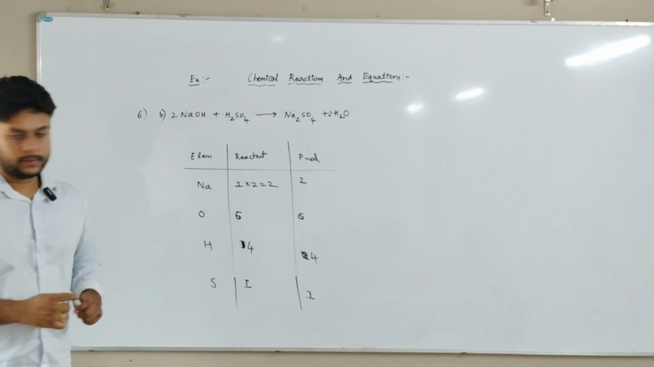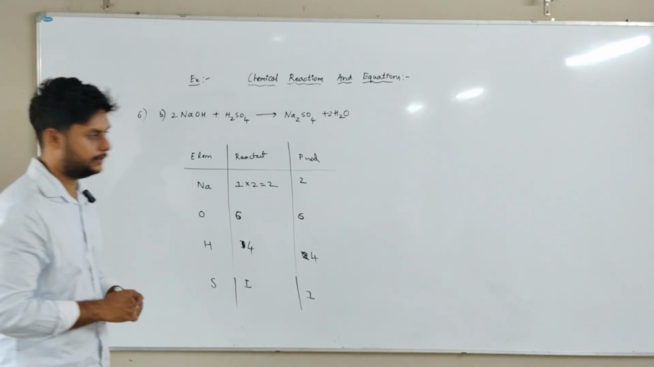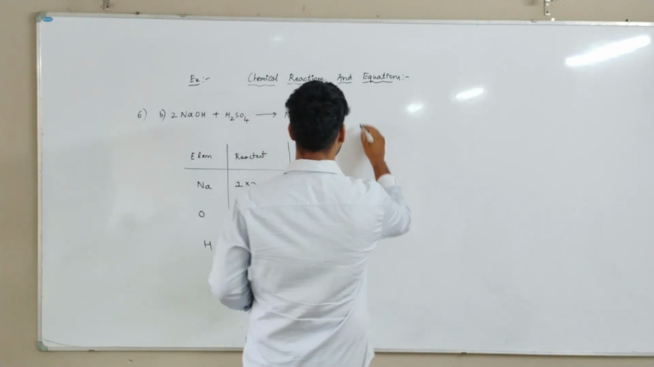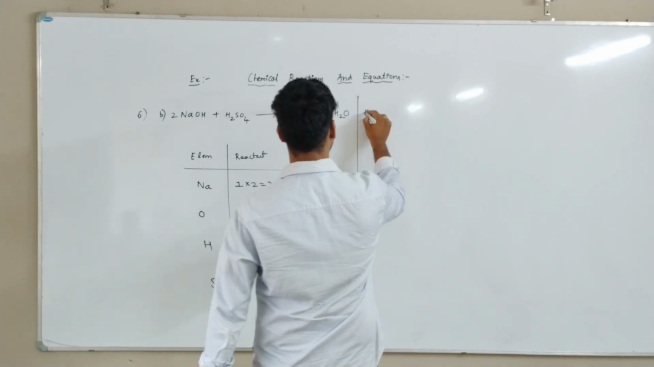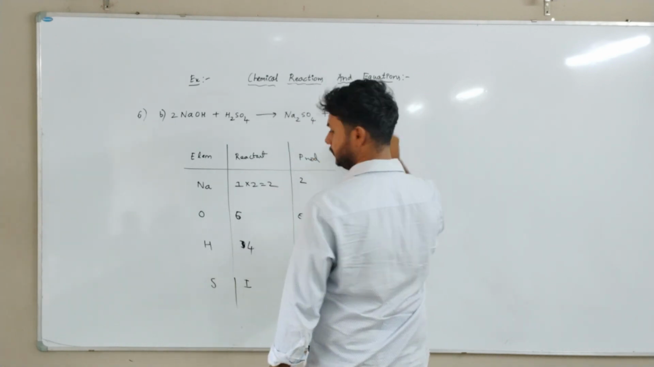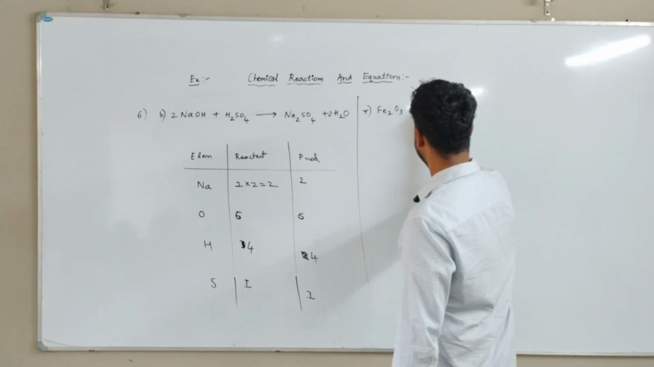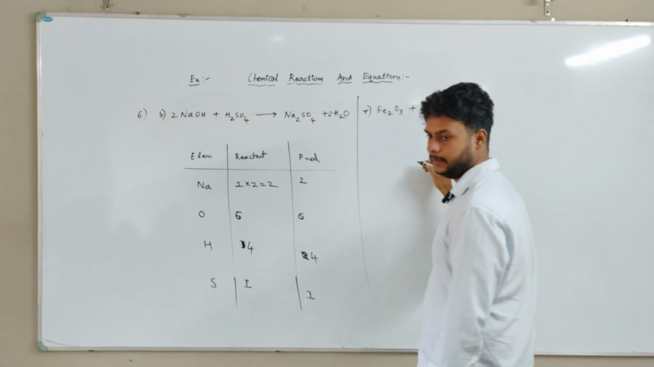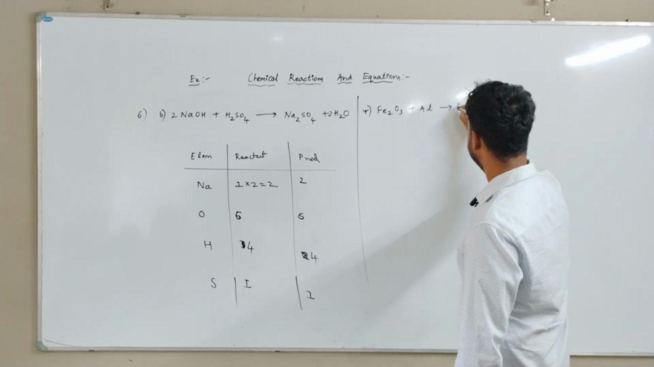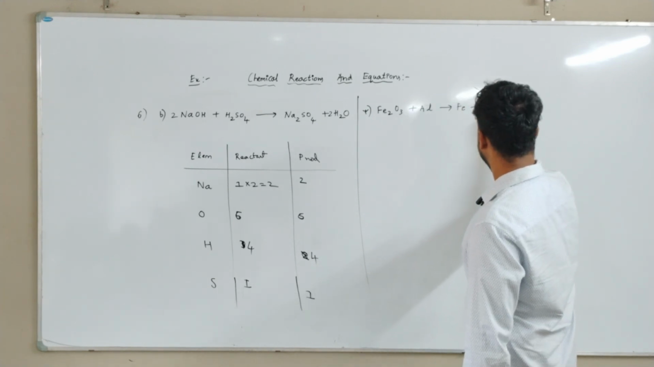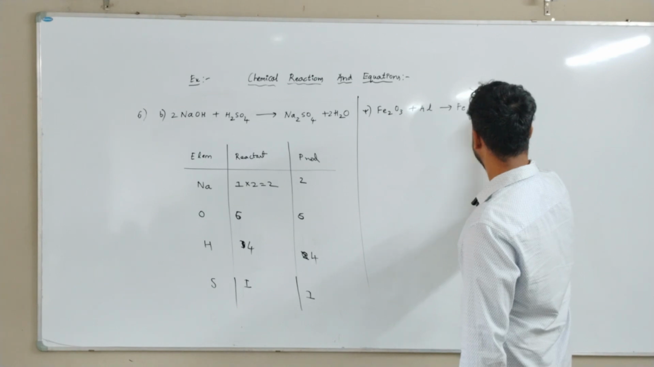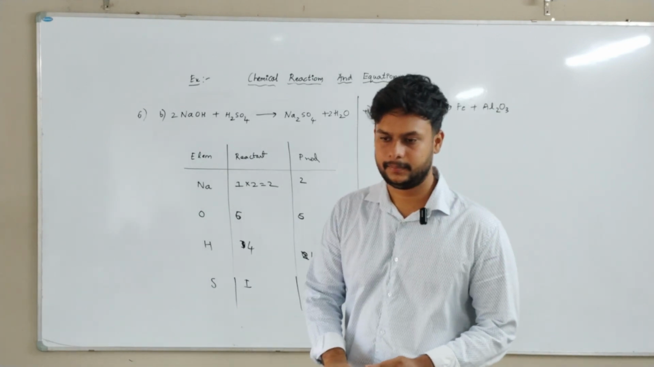After completing this, one more equation I will give. Try it here. Don't try that equation. First one, Fe2O3 plus Al gives Fe. Try this.